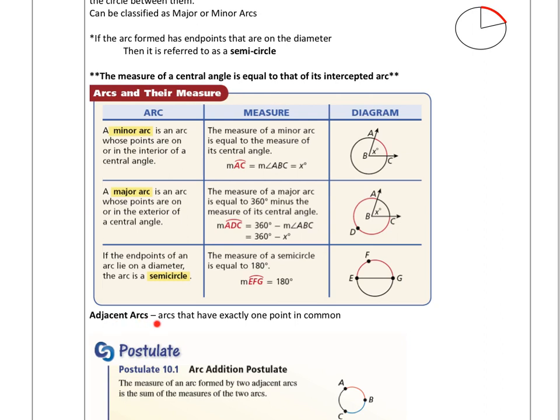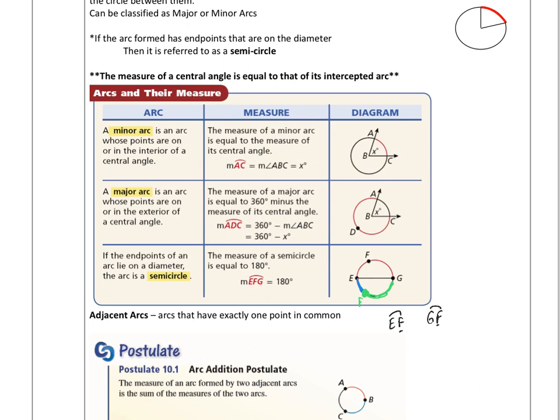Then we have adjacent arcs, and these are arcs that have exactly one point in common. So for adjacent arcs, I could draw on this circle right here. Suppose you had, let's do a different color, an arc right here and then an arc right here. These two would be adjacent arcs because this is the only point they would have in common. So if I call this EF, I would name this arc EF, and I name it like that. And then the other one I would name arc GF, and they have this F point in common.